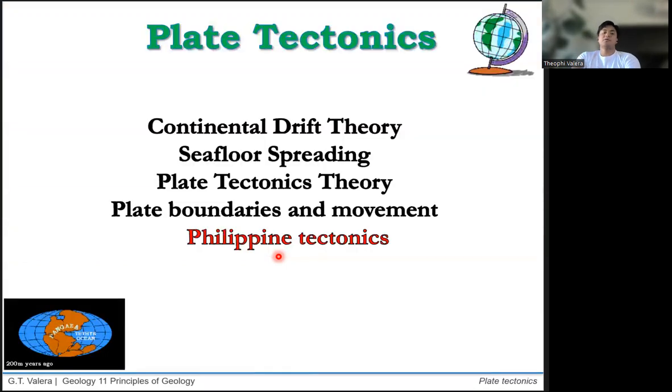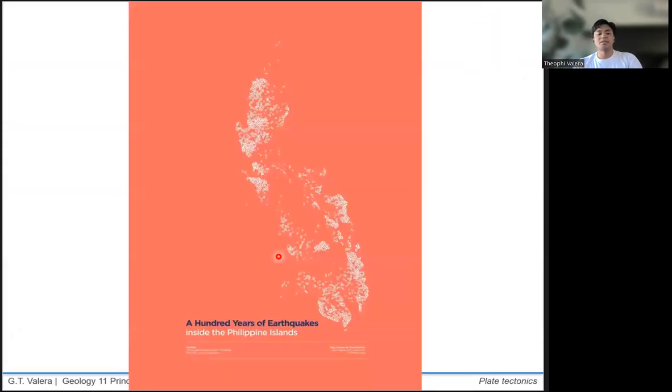Yeah. And then this brings us to the last part of the lecture, which is Philippine tectonics. So, ano naman yung plate tectonics sa Pilipinas? This is a map of the Philippines created by plotting all the earthquake epicenters for the last 100 years. So 100 years of earthquakes in the Philippine islands.